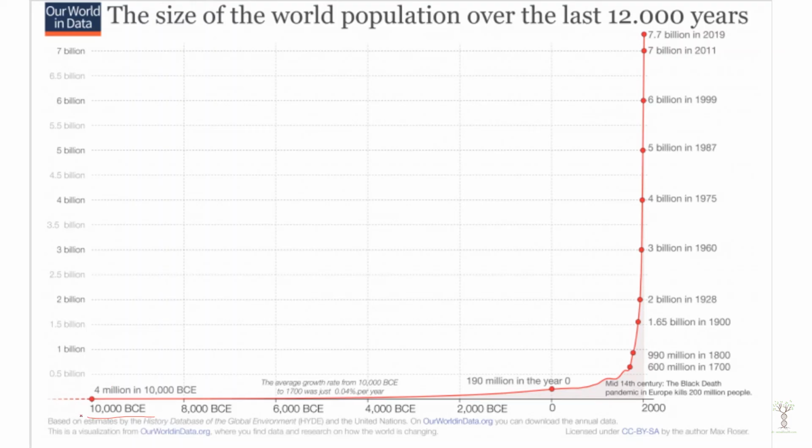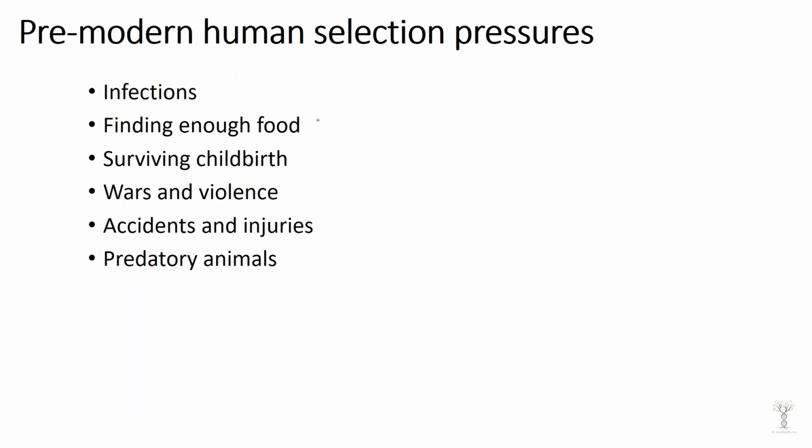10,000 years ago was about the beginning of the agricultural revolution. Homo sapiens have existed for about 200,000 years, and it's really only been in the last couple hundred years where we've had this massive explosion in the population. Modern medicine, for example, was really only decently not killing people since about the mid-1800s. Before this, all kinds of selection pressures affected humans. Things like infections, being able to find food, surviving childbirth. There were always wars and battles and violence between different groups of people. People could die from injuries and accidents, and there even used to be predatory animals.